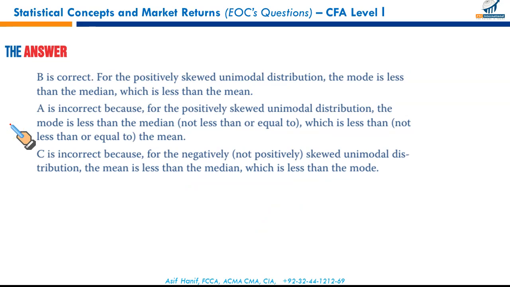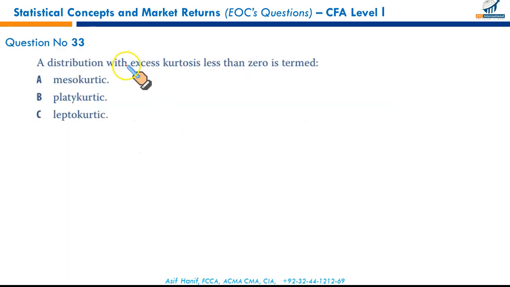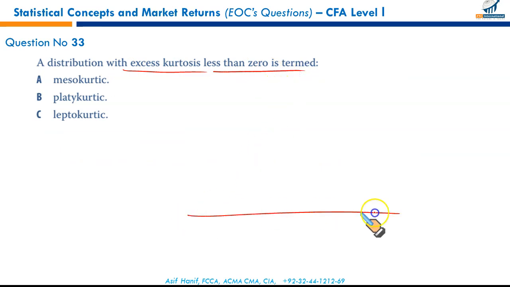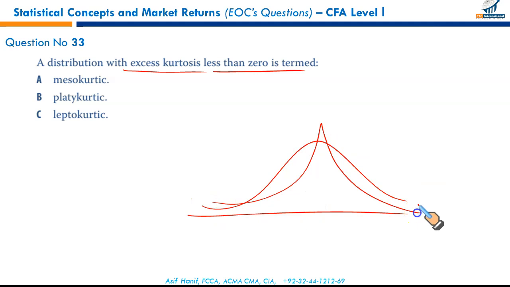Next, we are at the tail. A distribution with excess kurtosis less than 0. Again, this is your normal distribution. This one is leptokurtic, fatter tail, and this one is platykurtic, the one lower than your normal distribution. So remember, for mesokurtic, excess kurtosis is equal to 0. It is same as the normal distribution.